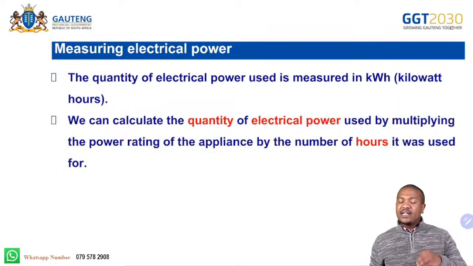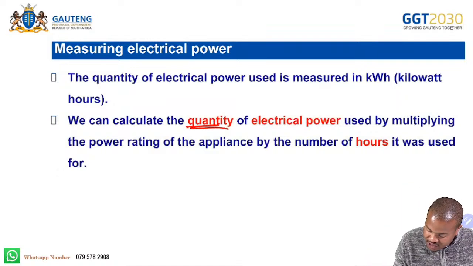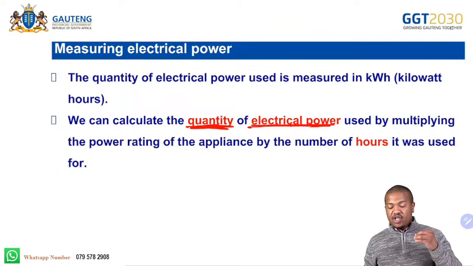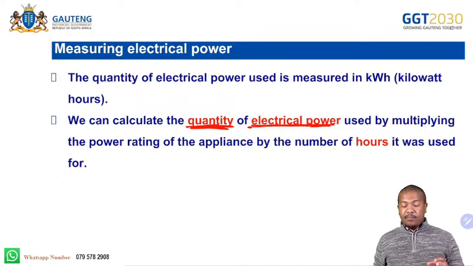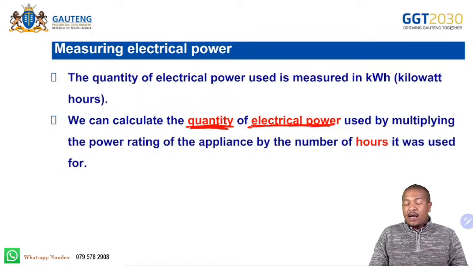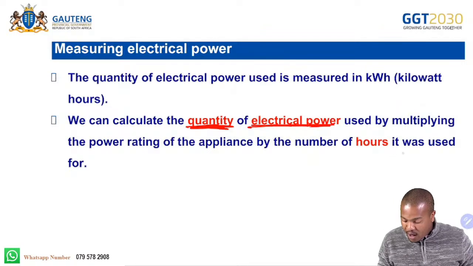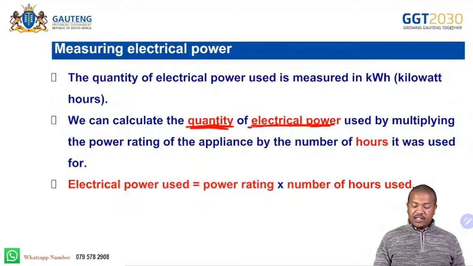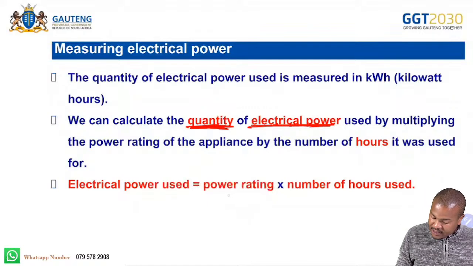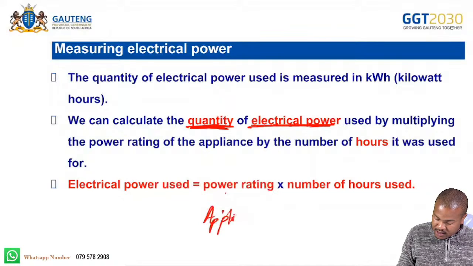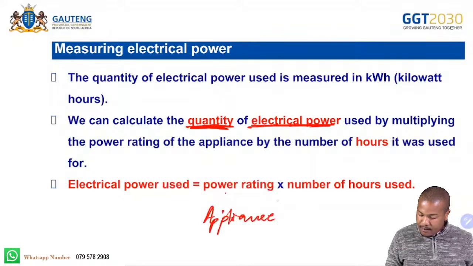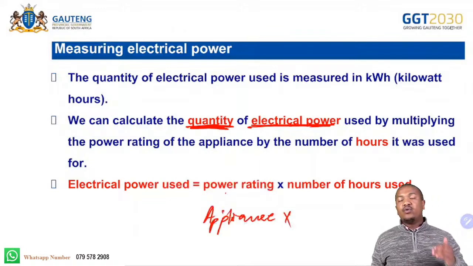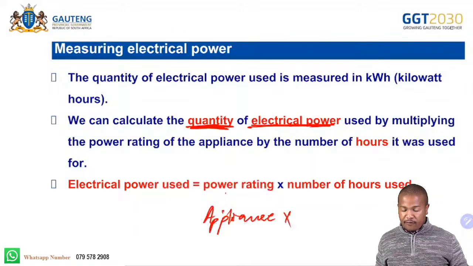So it means we can calculate the quantity or amount of electrical power that is used by multiplying the power rating of a certain appliance by the number of hours it was used for, right? So here is the formula. Electrical energy is the power rating of the appliance multiplied by the number of hours you have used the appliance for, right?